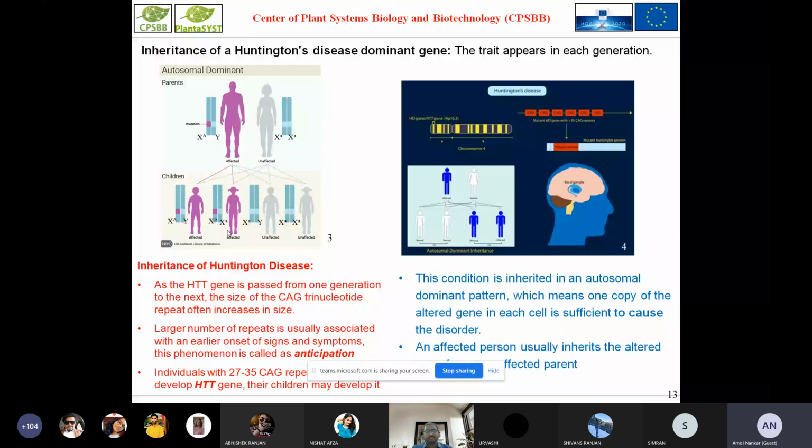So is this clear on the part of inheritance of Huntington disease or dominant trait inheritance? Any question? No, sir. Okay, so if not, then we can go to the next.